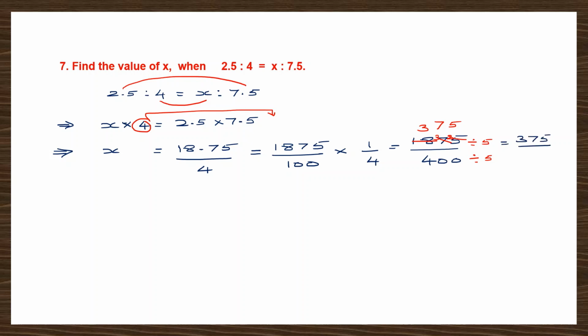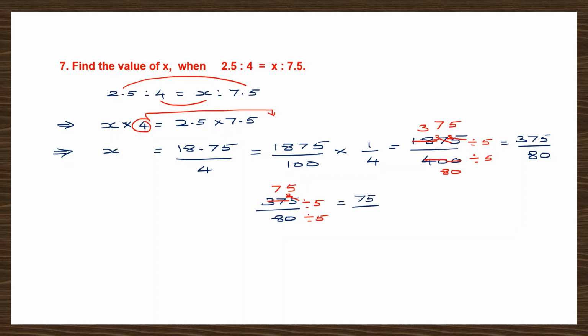Now let's divide 400 by 5. 5 8s are 40 and then you have 0. So that is 80. 375 by 80. Again, 375 by 80 can be reduced to the lowest term. Again, divide both by 5. When you divide both by 5, again, we have 37. 5 7s are 35, 36, 37. That's 2. 25. 5 5s are 25. So in the numerator we have 75.